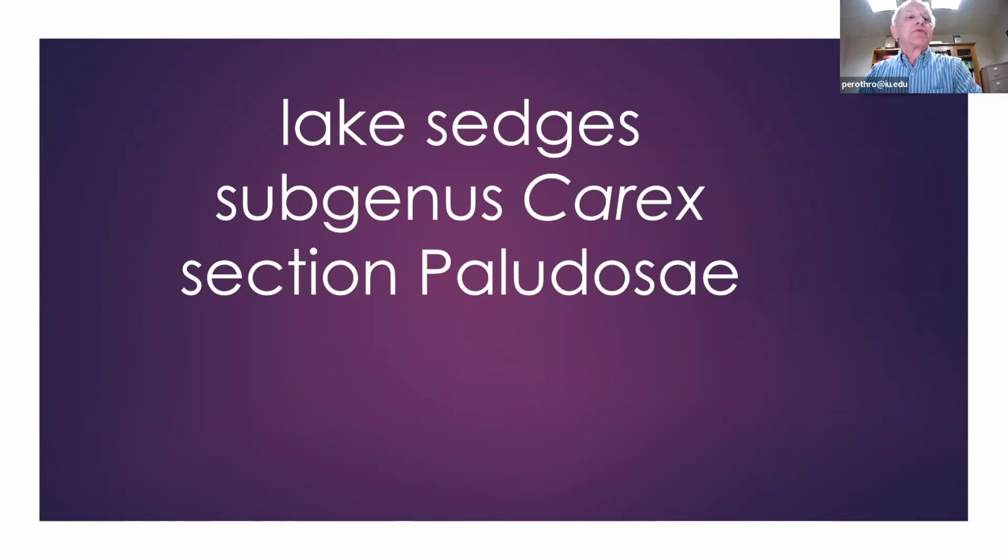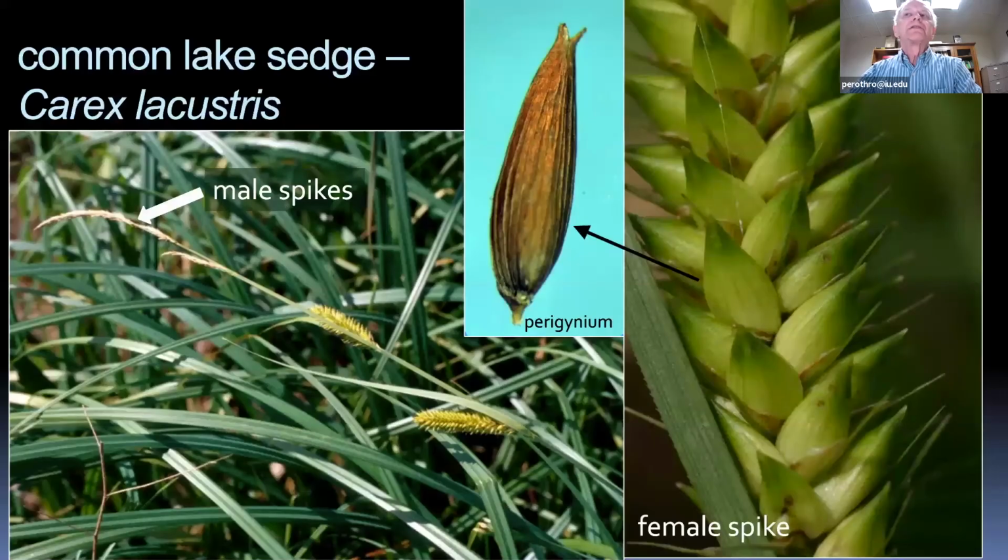The second kinship group within Carex is nicknamed the lake sedges. These still have the bottle brush shape to the female spikes, but tend to have multiple male spikes. And the perigynia have thicker, non-papery walls. All of these species, including the common lake sedge, may spread by rhizomes.